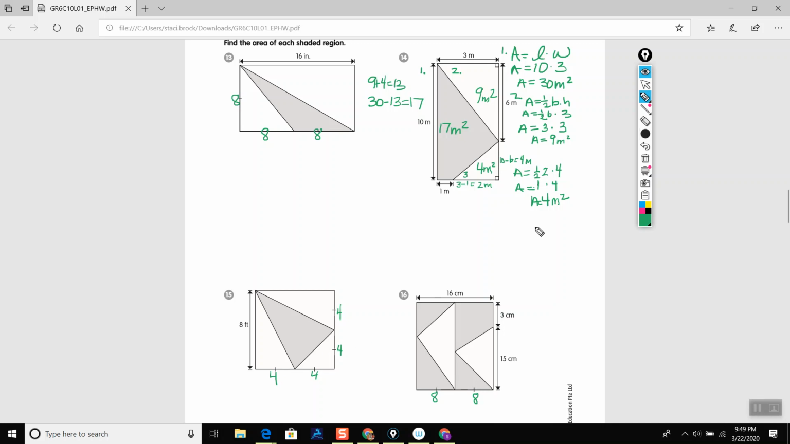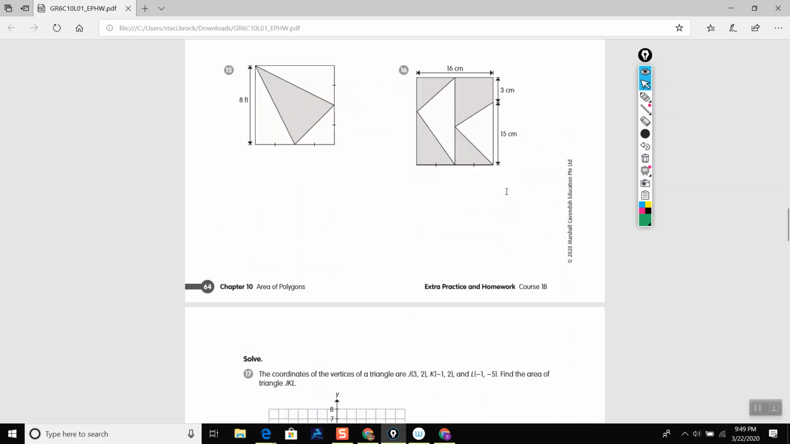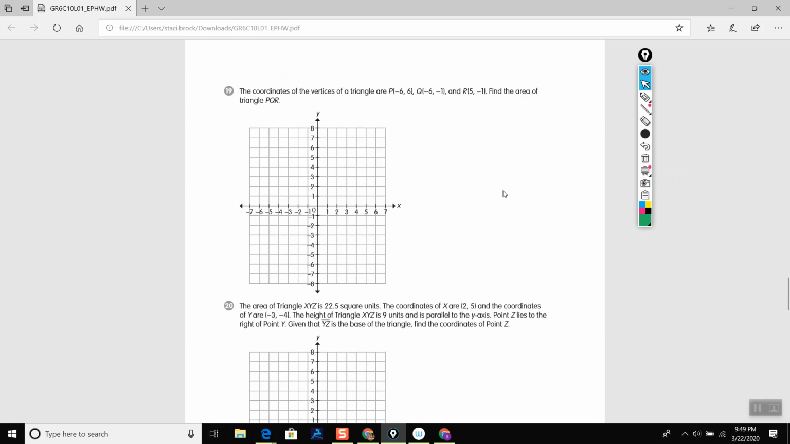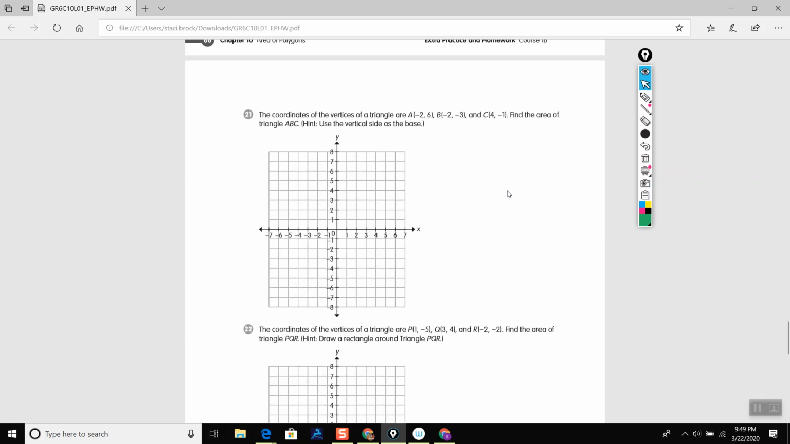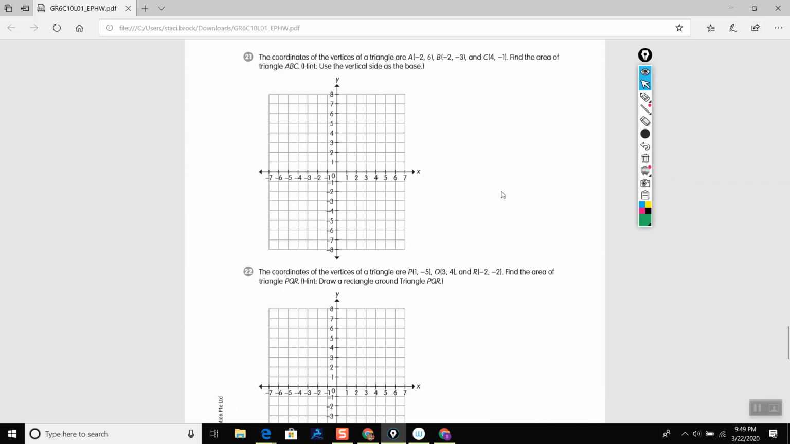The next thing that you're going to need to do, let's go down to the next thing that you haven't really seen yet. We're going to scroll down here to this one right here. Okay, we're going to do 21 right here. So the coordinates of the vertices, the corners, right, of a triangle are listed here, A, B, C. So it wants us to find the area of the triangle. Okay, sometimes it wants you to find the distance between points. This one's asking for an area. So what we need to do is we're going to plot all these points.